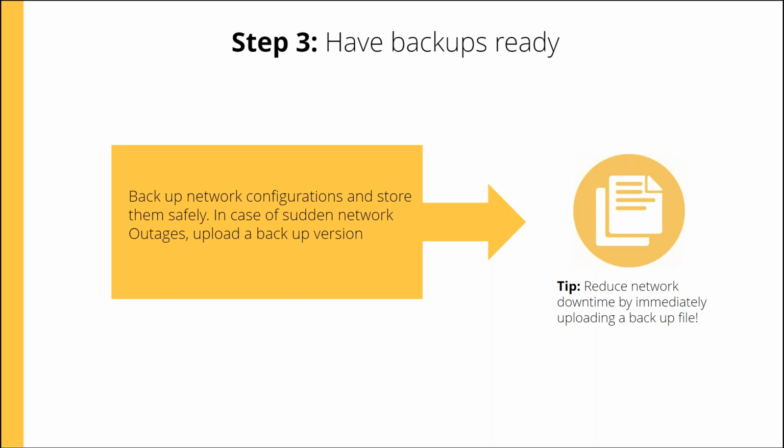The third step is to have backups ready. In every organization, this is most important: to have a baseline configuration or an option to roll back to a previous configuration whenever any change is detected. So if we do a regular network configuration backup for all the devices, stored safely in encrypted format, then in case of any sudden network outage due to changes, authorized or unauthorized, we can quickly upload the backup version and get the network up and going. This will definitely reduce the downtime by immediately uploading a backup file.